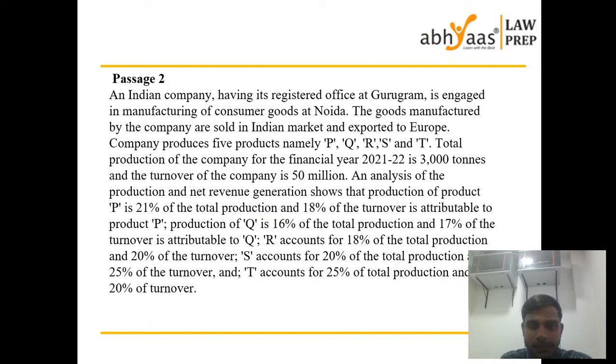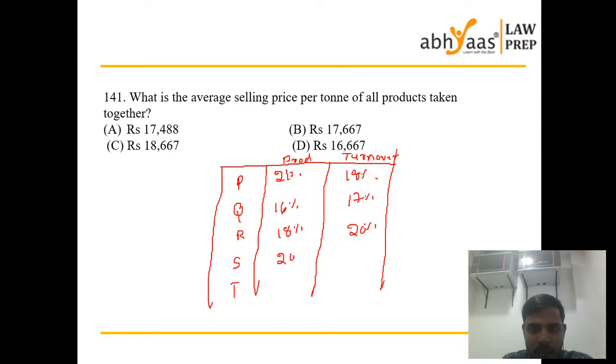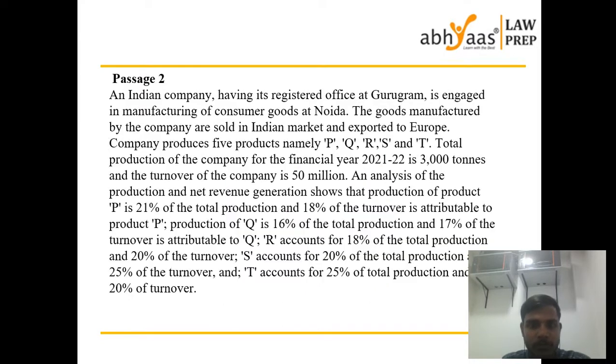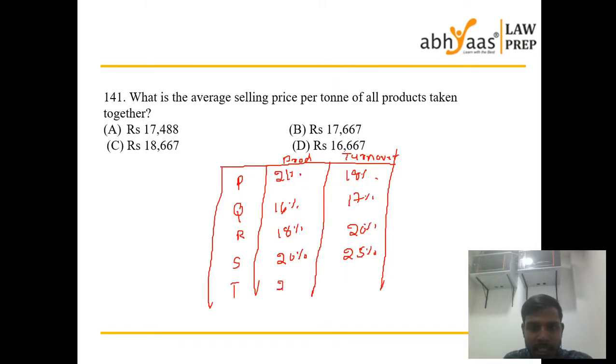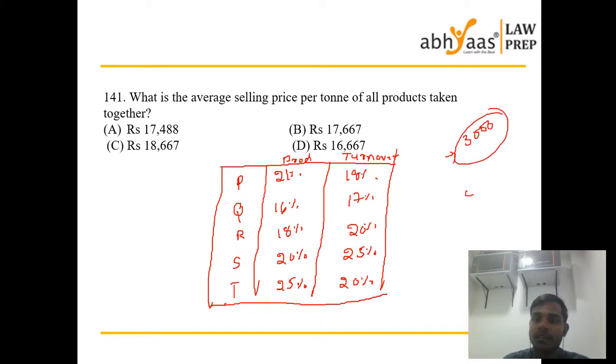Next, S accounts for 20 percentage of the total production, and the turnover is 25 percentage of the total turnover. T accounts for 25% of the total production and 20% of the turnover. This is the given data. Total production is 3000 tons. The total turnover is 50 million.